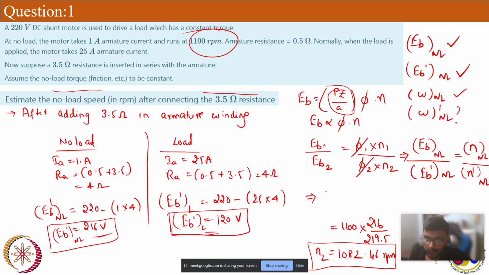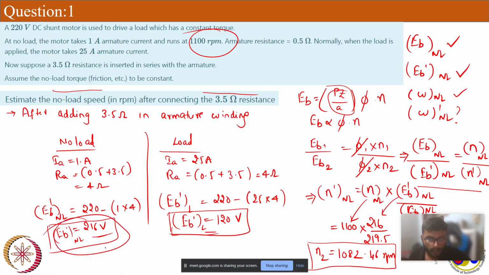Okay, now what is required is N dash no load. Now from this equation, what is N dash no load? N dash no load is equals to N no load multiplied by EB dash no load divided by EB no load. You can see N no load is 1100, EB dash no load, that is this one, the corner one, 216 volts, divided by EB no load, that is the first no load EMF induced, 219.5. After adding 3.5, we are getting 216. Got it? You understood now?